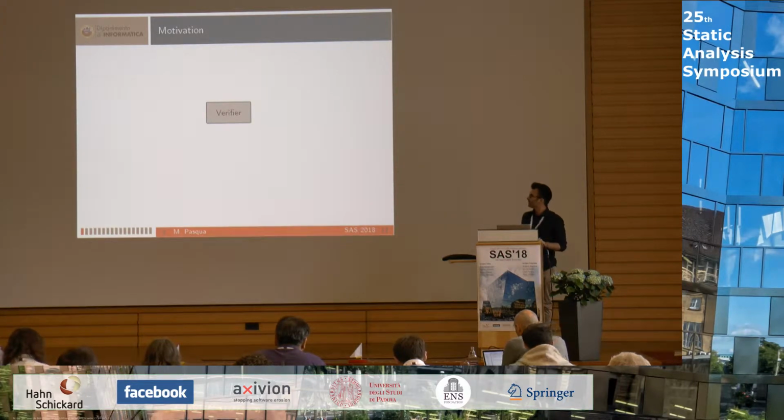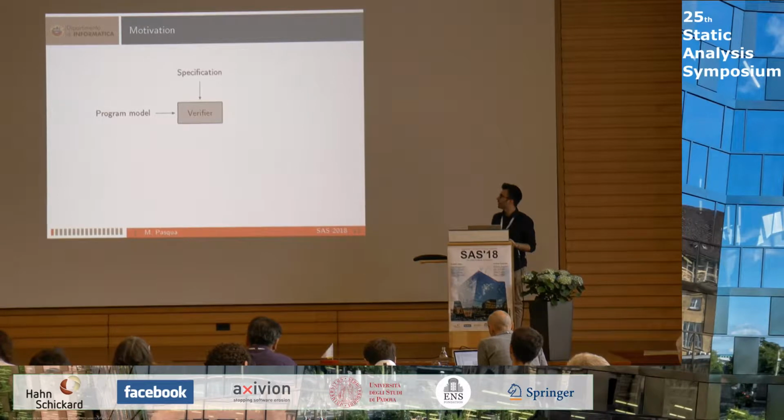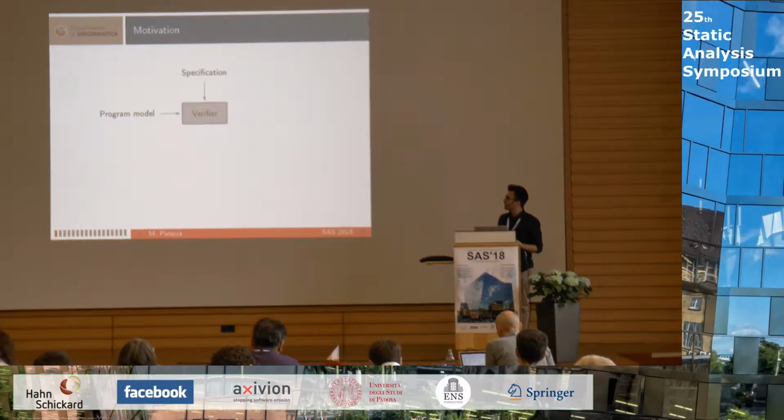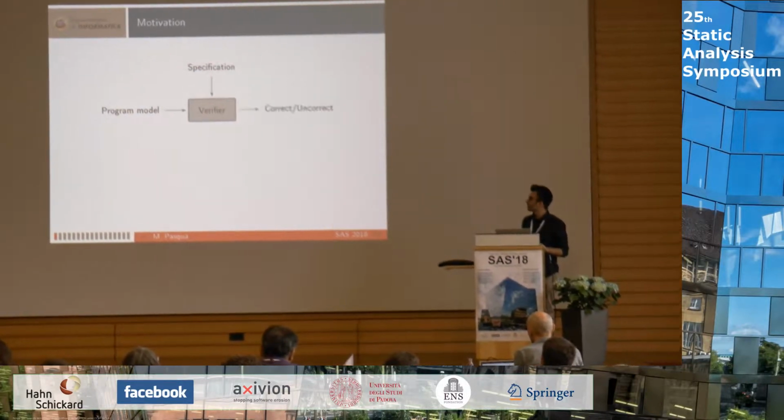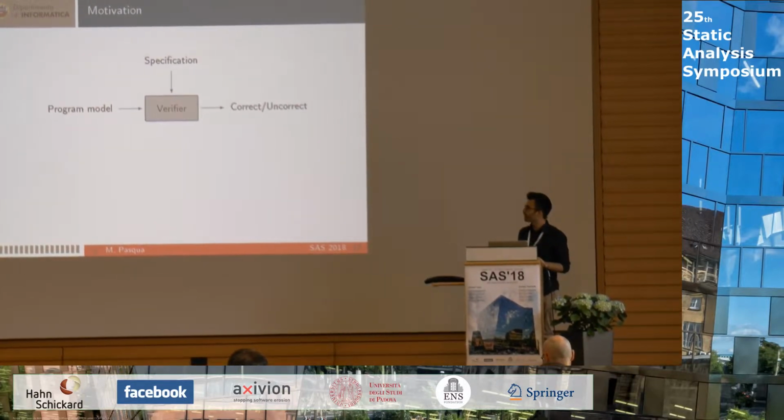So, motivation. In program verification, we want to check if a program follows a given specification stating what programs could or could not do. We have a model of the program, which is a formal representation of the behavior of the program, and we have a specification, and then the verifier checks if the program is correct or not with respect to the specification.